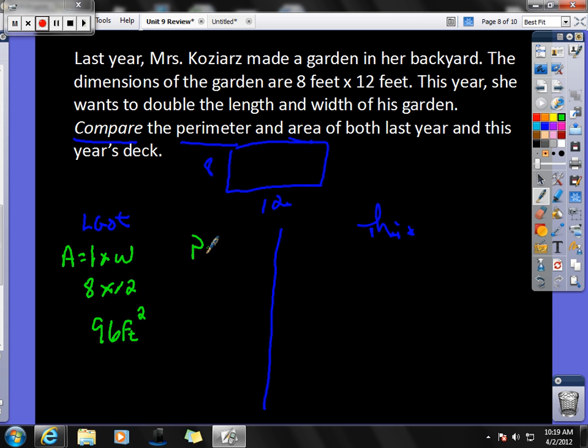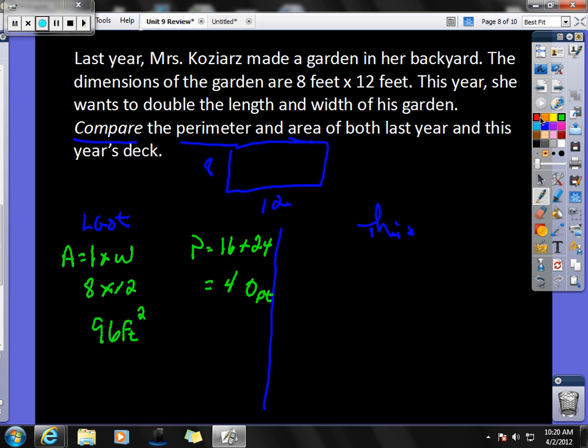That is my area, sorry. The perimeter is going to be 8 plus 8 plus 12 plus 12. So 8 plus 8 is 16. 12 plus 12 is 24. And when I add 16 and 24, 6 and 4 is 10. Carry my 1. 2 plus 1 is 3, plus 1 is 4, is going to be 40 feet. So I have a perimeter of 40 feet, an area of 96 feet.